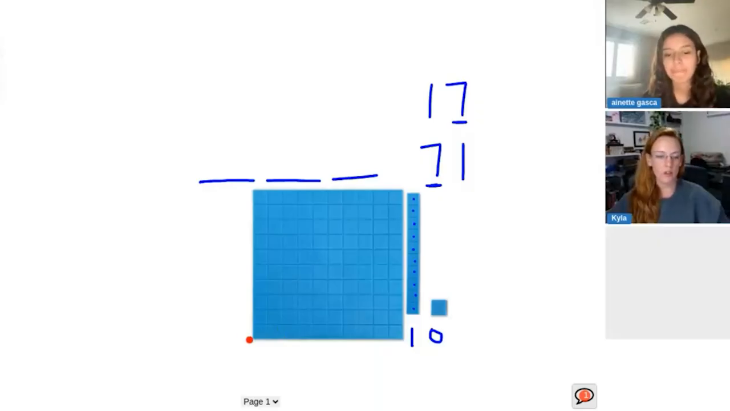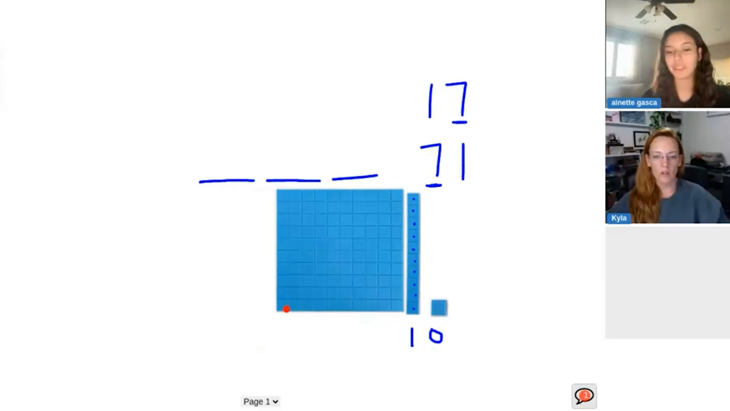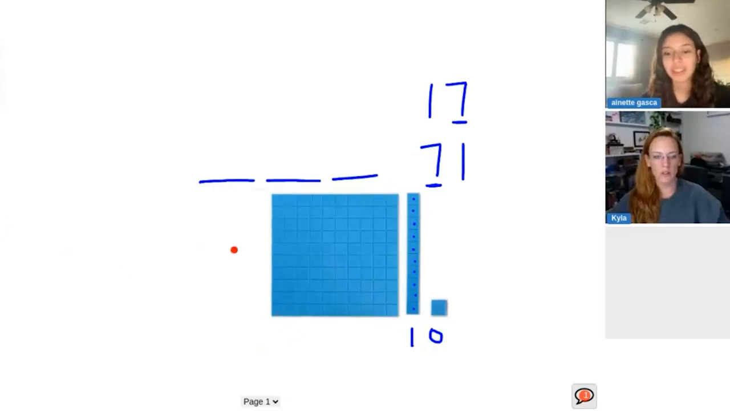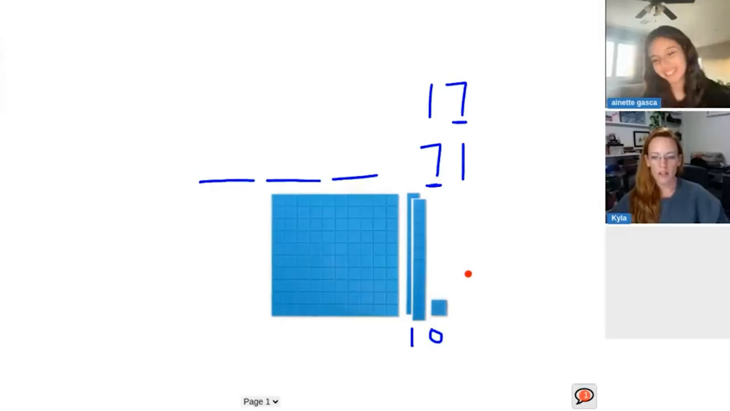So here's the little 100 guy. That's crazy. That's 100 little squares, isn't it? Yeah. They're pretty small, yeah.